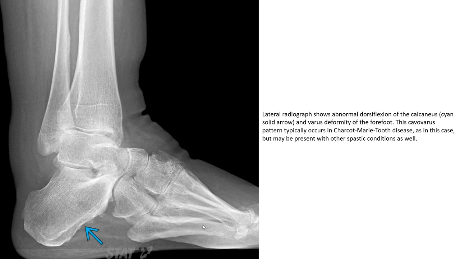Lateral radiograph shows abnormal dorsiflexion of the calcaneus and varus deformity of the forefoot. This cavovarus pattern typically occurs in Charcot-Marie-Tooth disease, as in this case, but may be present with other spastic conditions as well.